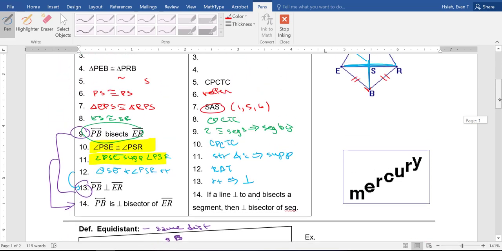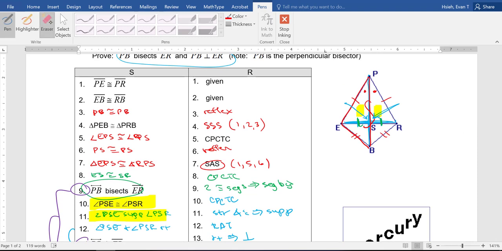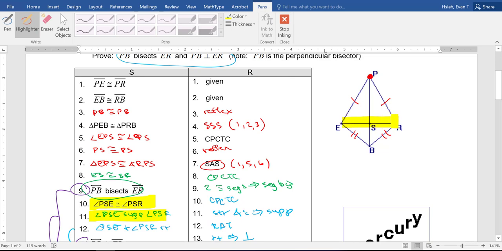Okay, if I look at this proof up here, this proof was a 14th step proof. So remember, it was given that this is congruent to this, and this is congruent to this. So that means that here's 1 point that's the same distance from the endpoints of this segment. Okay, so point P is 1 point that's the same distance, equidistant, okay? Equidistant from the endpoints of ER.